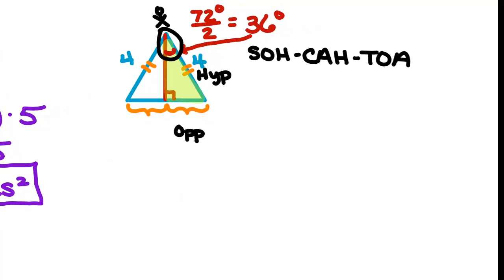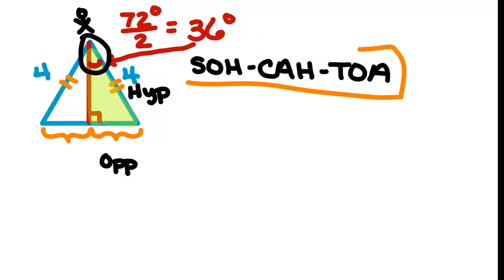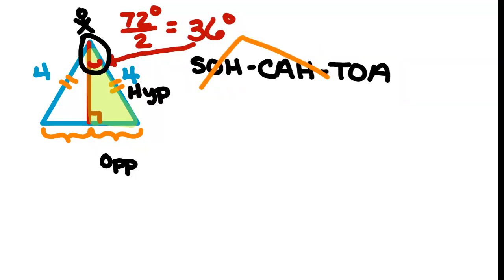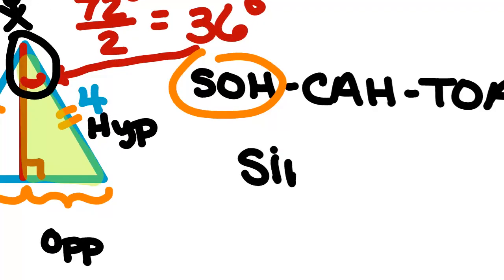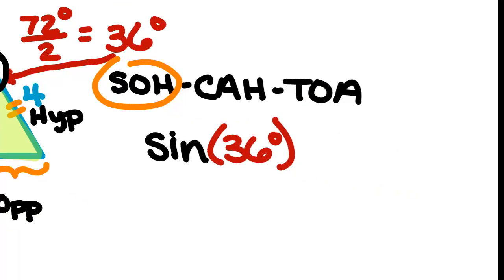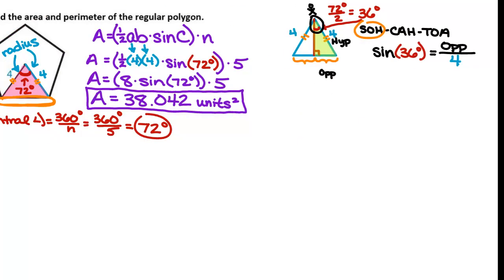All right, let's go ahead and set this up, and then we will save actually solving it until tomorrow. So if I have opposite and hypotenuse, do I want sine, cosine, or tangent? I want sine. So I have sine of 36 degrees equals opposite. Do we know how big the opposite side is? Nope. Opposite side over my hypotenuse of 4. And that's what we will solve tomorrow.